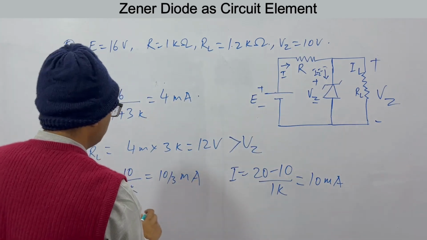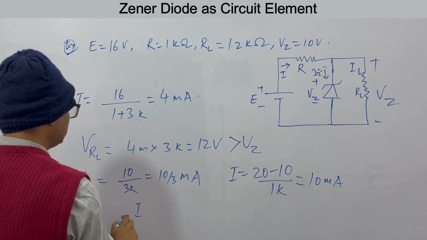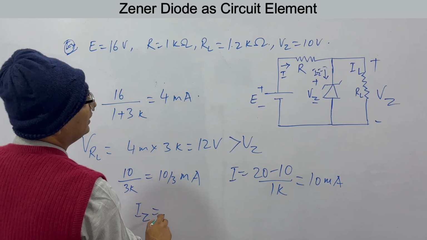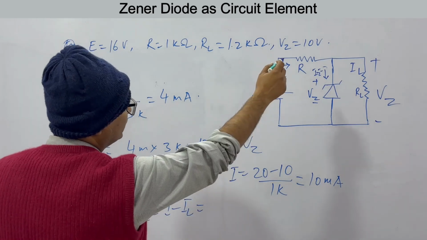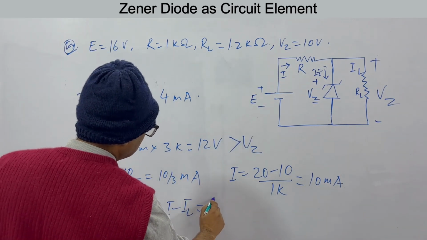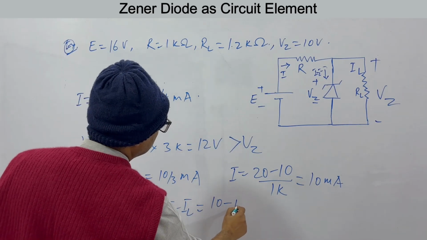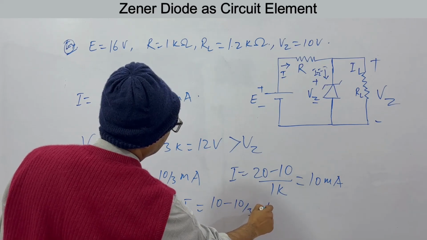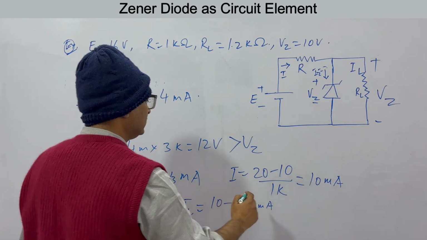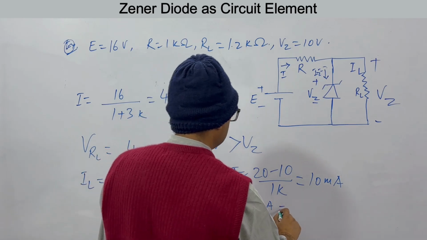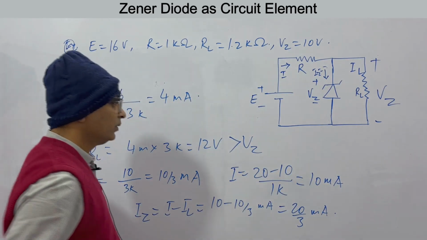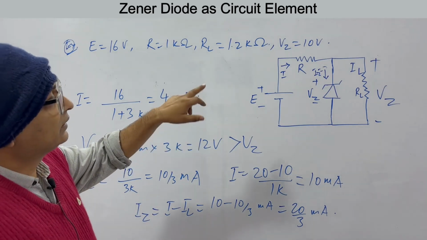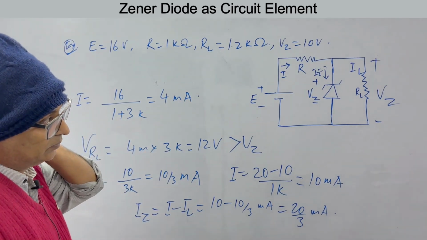When I is 10 milliamperes, what will be IZ? IZ will be I minus IL. You can do KCL at that node. So I is 10 minus 10 by 3 milliamperes. So this is 30 minus 10, that is 20 by 3 milliamperes. This is how we analyze a circuit when we have a Zener diode.